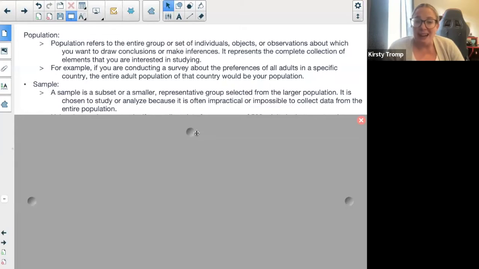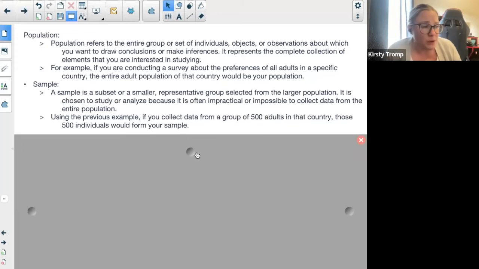Another way of looking at that, if we have a look at this sample, it says, using the previous example about the preferences of all adults in a specific country, if we collect the data from a group of 500 adults in that country, those 500 individuals would form your sample. So instead of getting information from the entire country, we're just looking at 500 people. Does everybody understand the difference between a population, all these people, and a sample of the population? Are we all good? All right.